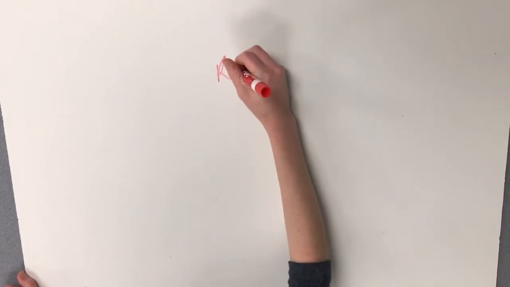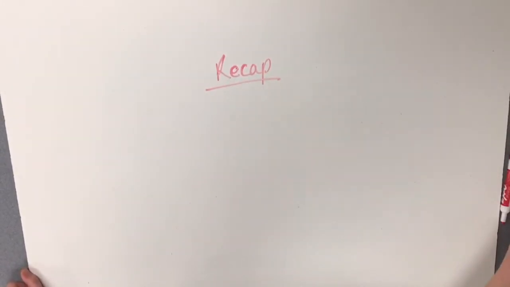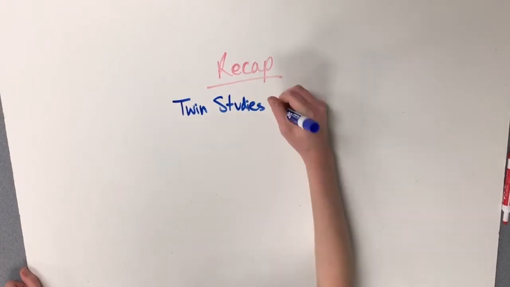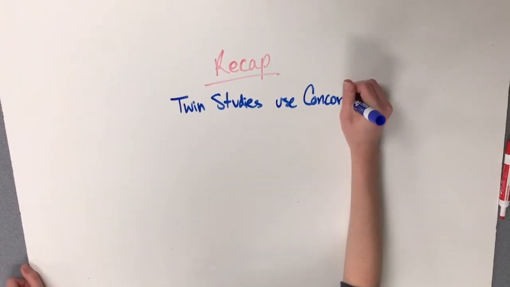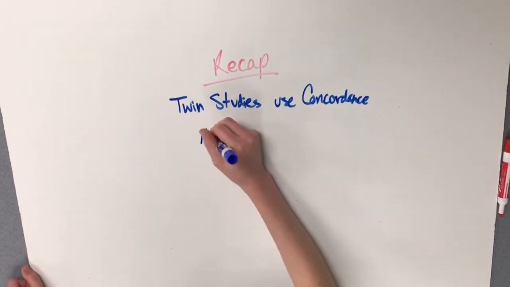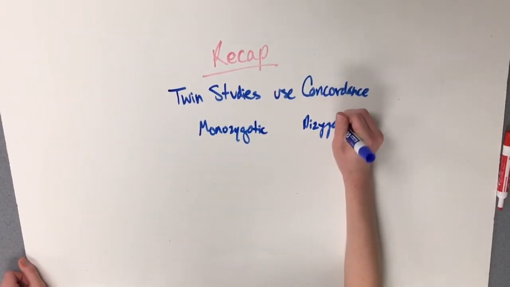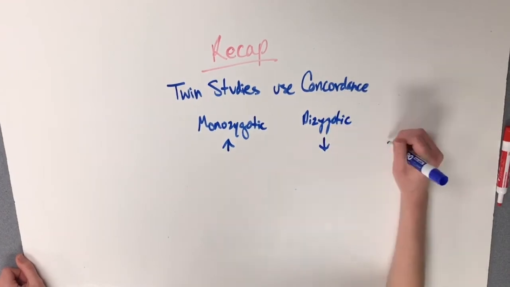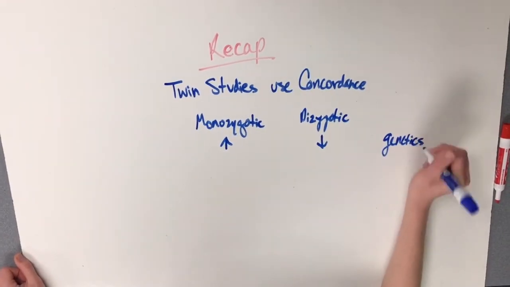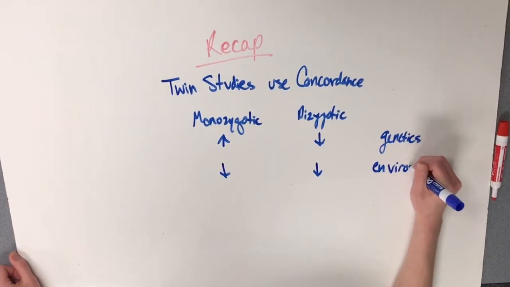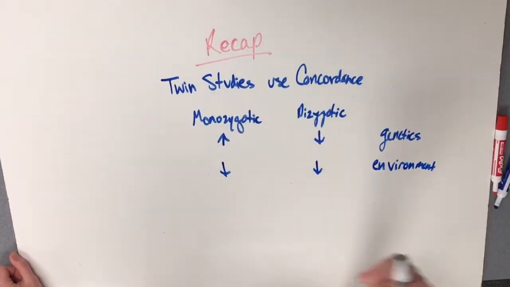To recap what we have learned. In twin studies, the difference in concordance values between monozygotic and dizygotic twins can show if expression of a trait is more heavily influenced by genetics or environment. If genetics plays a larger role, concordance values will be higher in monozygotic twins than dizygotic twins. If environment plays a larger role, concordance values will be about the same in both monozygotic and dizygotic twins.